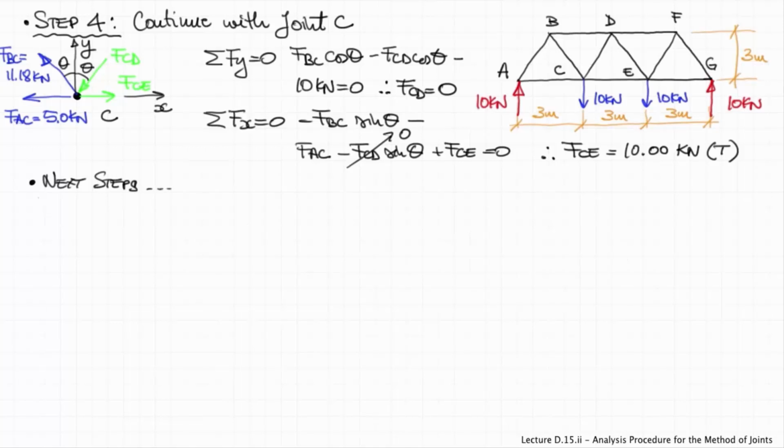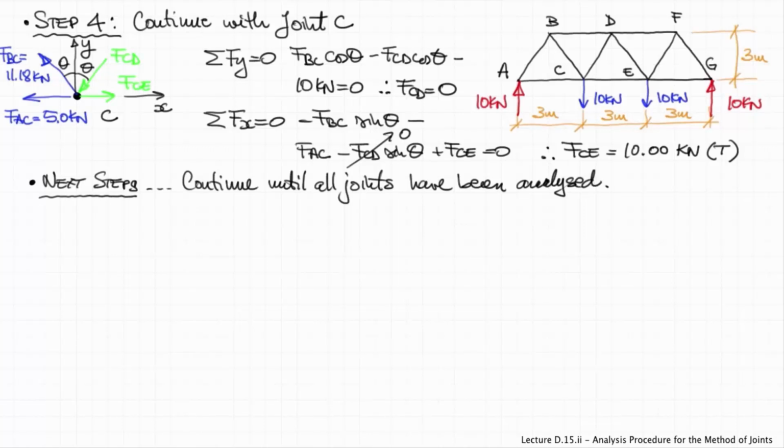And then step 5, 6, and so forth, in which we will continue joint by joint. So maybe next will be joint D, and then E, and then F, until all the joints in the truss have been analyzed and we have determined all the forces in the members of the truss. So we're now at the end and we have to present our results.